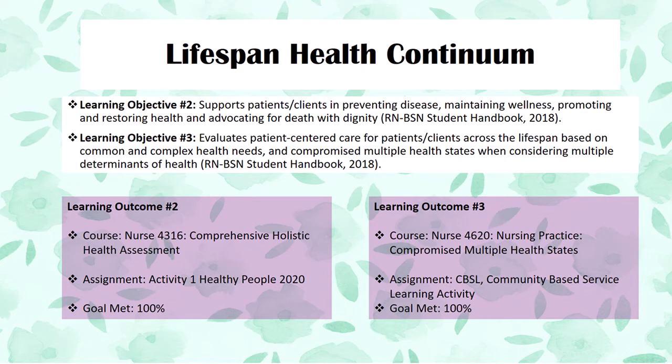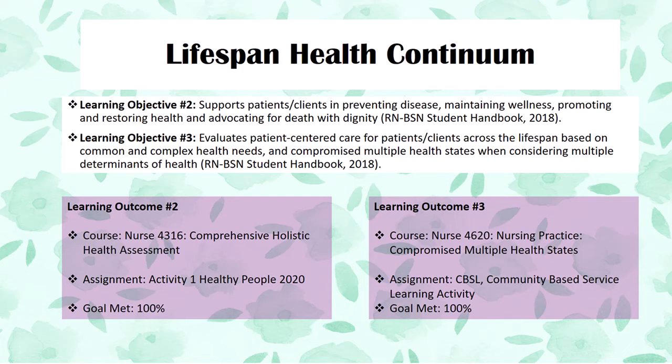For learning outcome number 2, the course was 4316, Comprehensive Holistic Health Assessment. The assignment was Activity 1, Healthy People 2020. The Healthy People 2020 goals for immunization and infectious disease are rooted in evidence-based clinical and community activities and services for the prevention and treatment of infectious diseases. I spoke about reductions in infectious disease mortality due largely to immunization.